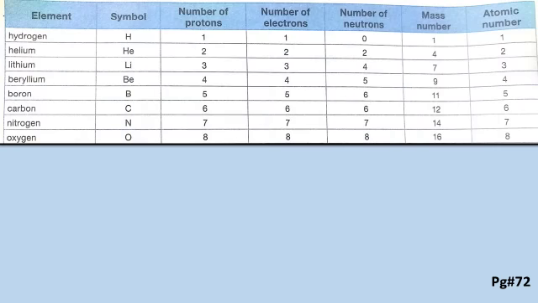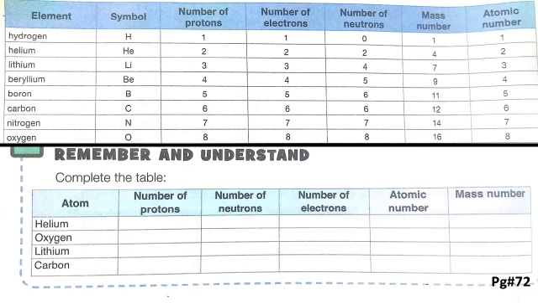So dear students, now open your page number 72 and here you all can see the table, and here the element's name, their symbol, their number of protons, electrons, neutrons, their mass number, their atomic number have been mentioned. So dear students, with the help of this table, you can solve these elements' number of protons, number of neutrons, electrons, atomic number and mass number.